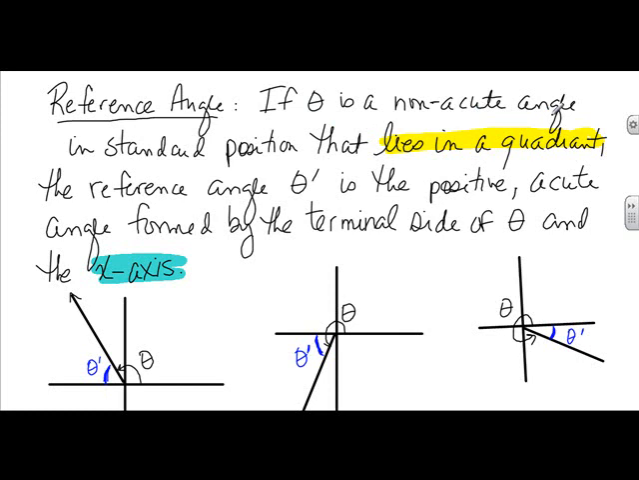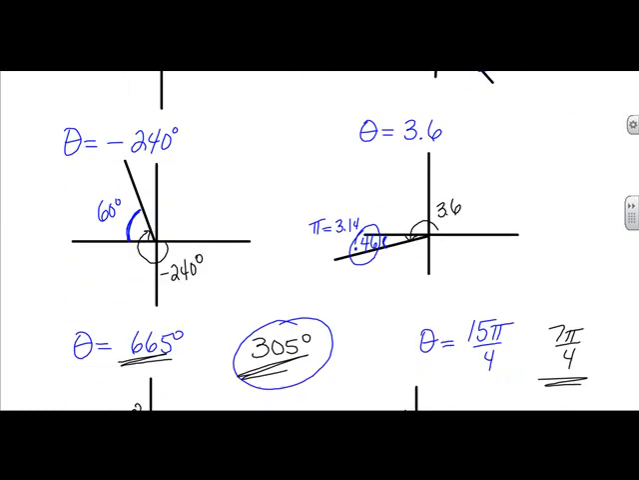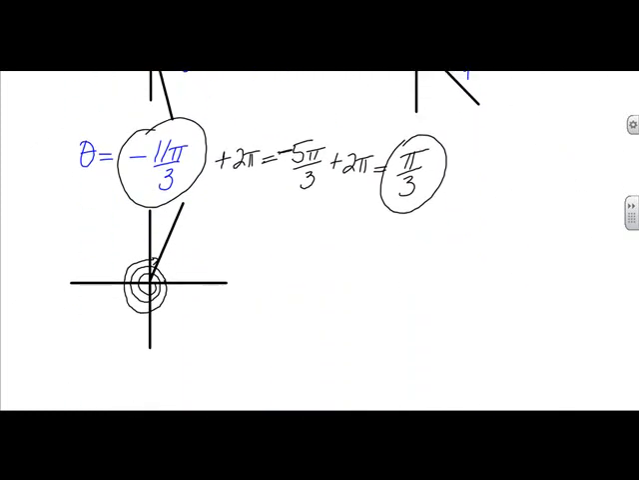If your angle ends up in the first quadrant, then the reference angle is the angle that it's coterminal with. I wouldn't worry too much about thinking about it that way. I would just think about, what is that angle there in the first quadrant? We know it's pi over 3, so that's the reference angle.